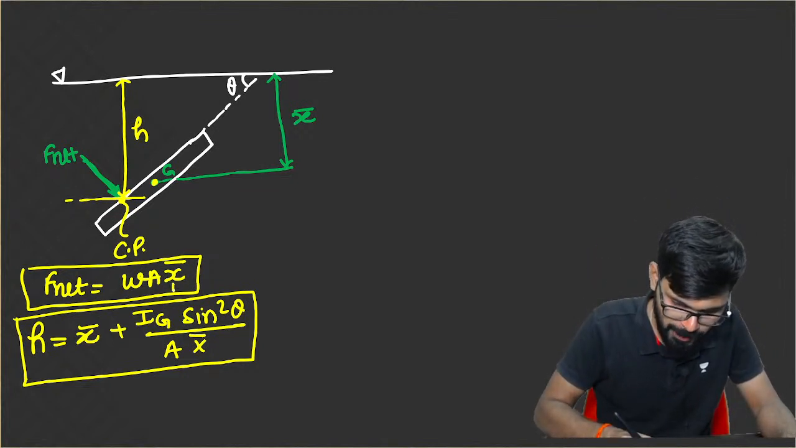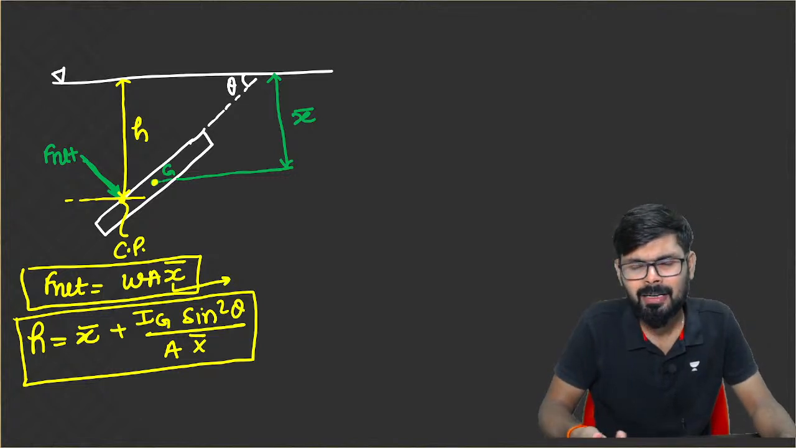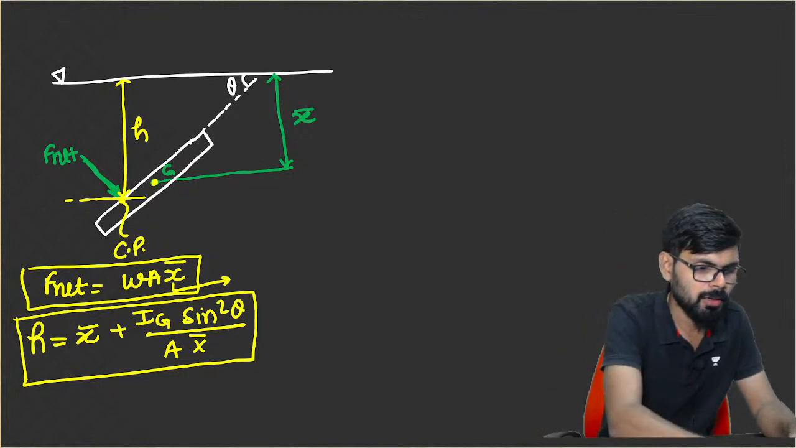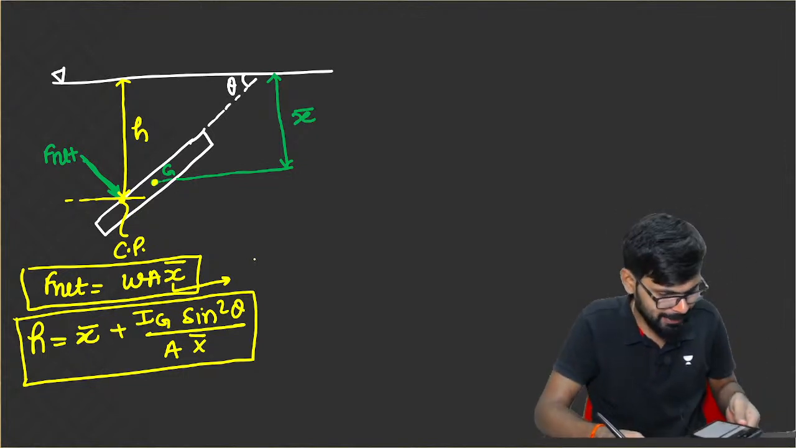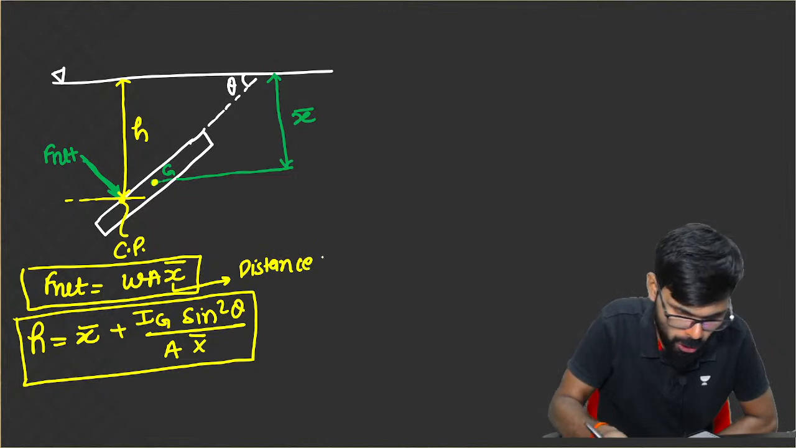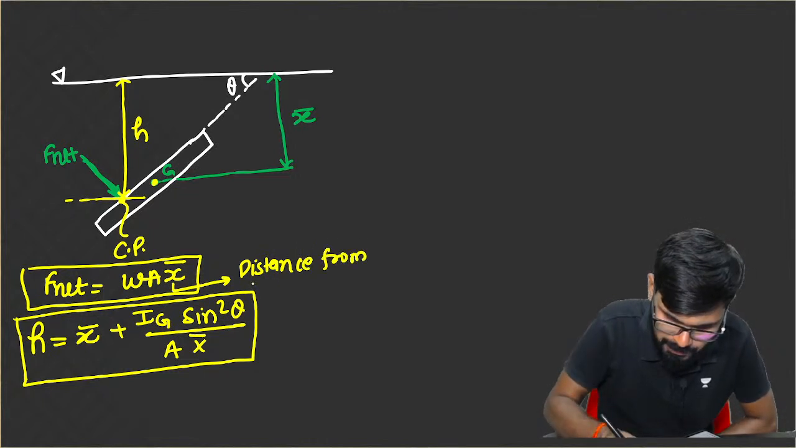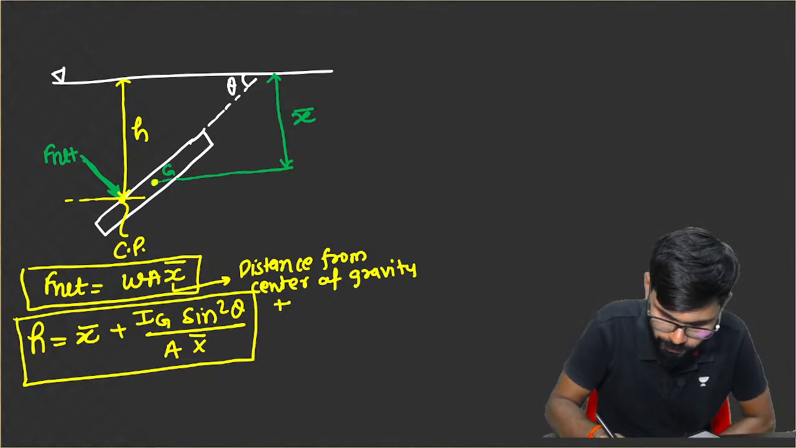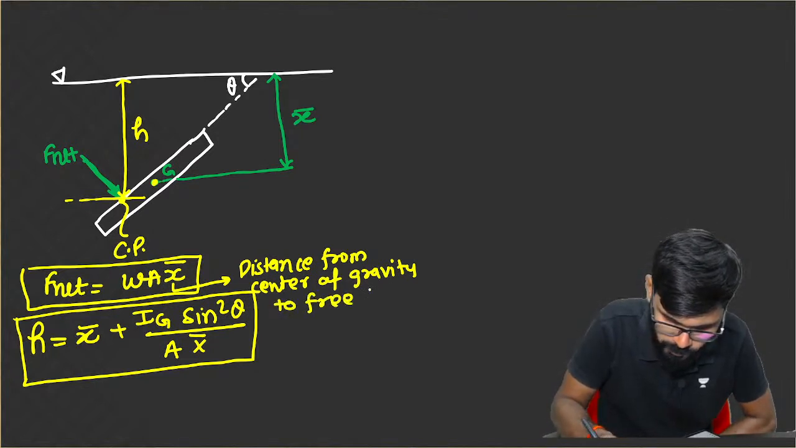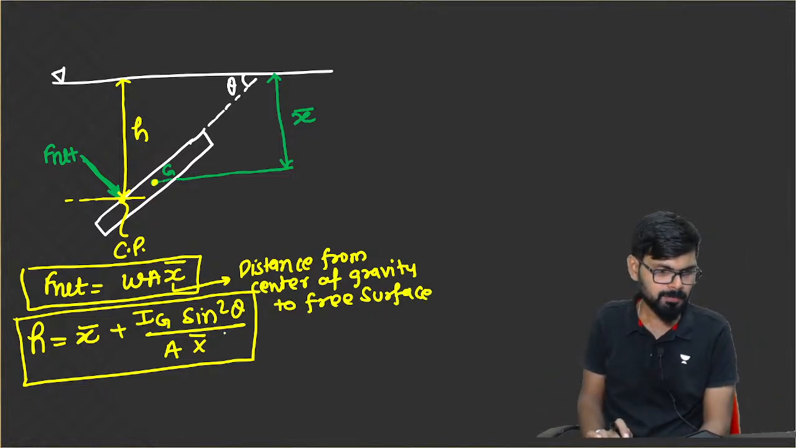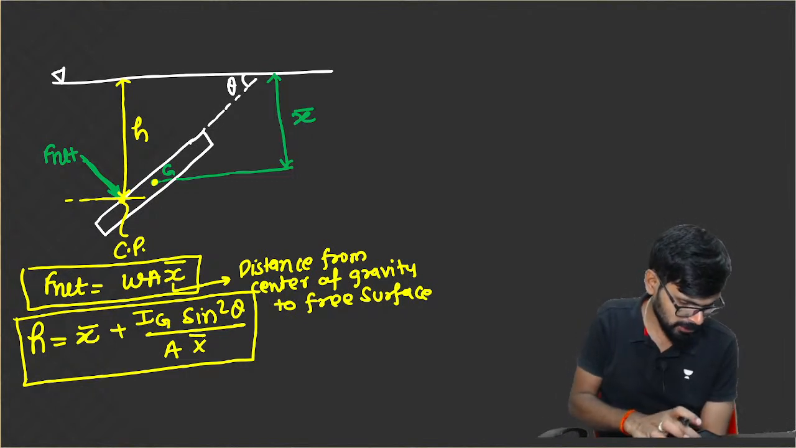Here X bar is, X bar you want to know? Arey, A is area, W is specific weight, rho g means actually. Right, and X bar is the distance from the center of gravity to the free surface. Theta is the angle of inclination. Ig is the moment of inertia.